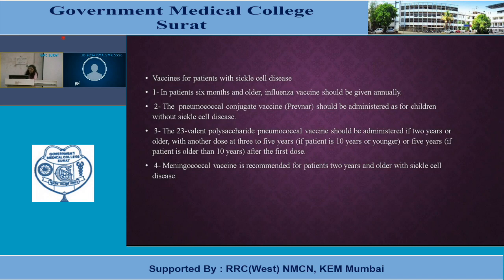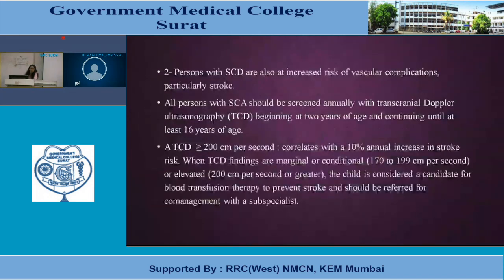Now second, we have prevention for persons with sickle cell disease with vascular complications, particularly stroke. All persons with sickle cell anemia should be screened annually with transcranial Doppler ultrasonography beginning at 2 years of age and continuing until at least 16 years of age. So basically we start at 2 years of age and continue to 16 years of age.